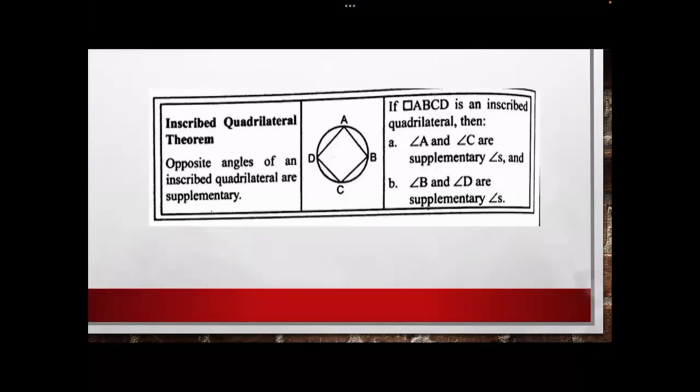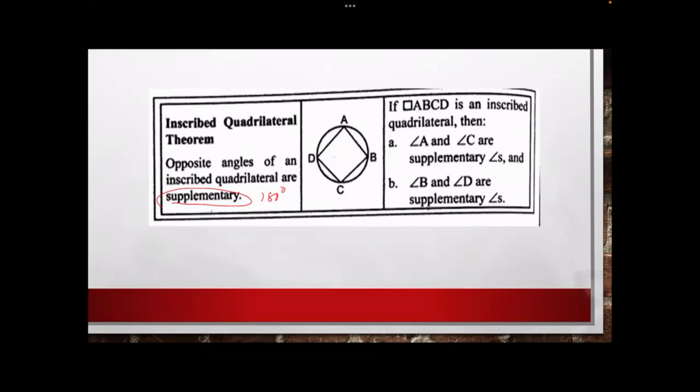Okay. The next is the inscribed quadrilateral theorem. Opposite angles of the inscribed quadrilateral, again, quadrilateral is four-sided, are supplementary. Ano ba ibig sabihin ng supplementary? Supplementary is equal to 180 degrees. Kapag sinabi natin complementary, that is 90 degrees, the sum of the two angles is 90 degrees. So supplementary is 180.